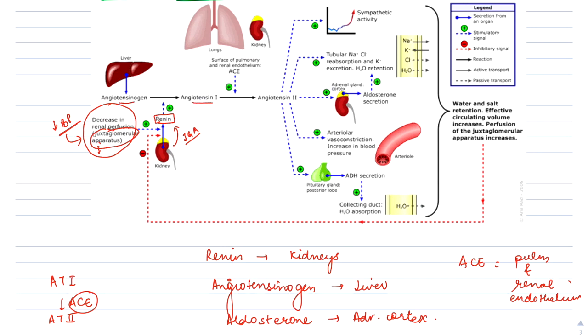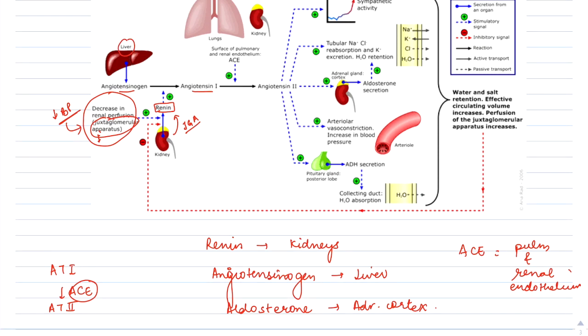This angiotensinogen, as we have discussed, is secreted from the liver. Angiotensinogen is converted to angiotensin 1 in the presence of renin. Angiotensin 1 in the presence of angiotensin converting enzyme is converted to angiotensin 2. So, angiotensin converting enzyme that is secreted from the surface of pulmonary and renal endothelium is the enzyme that is required for conversion of angiotensin 1 to angiotensin 2.